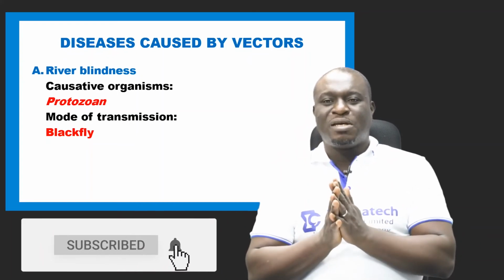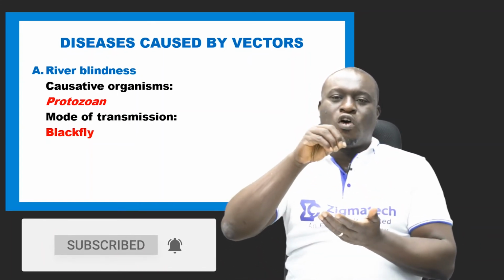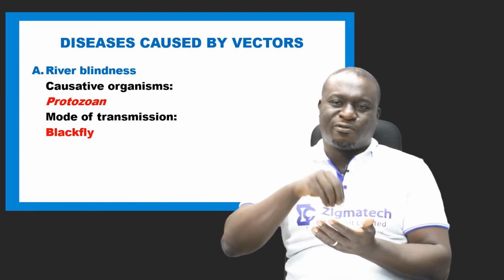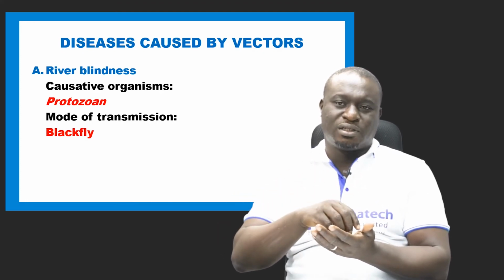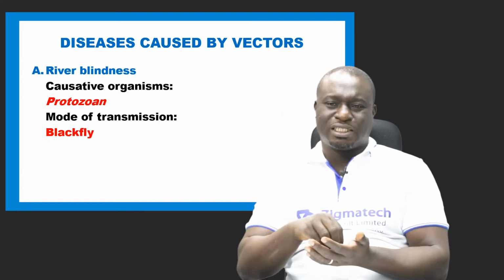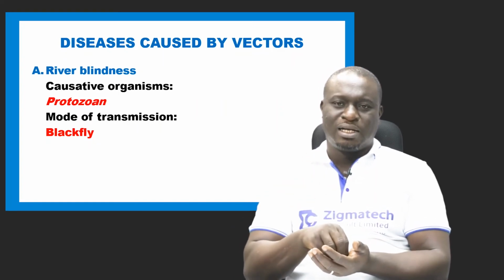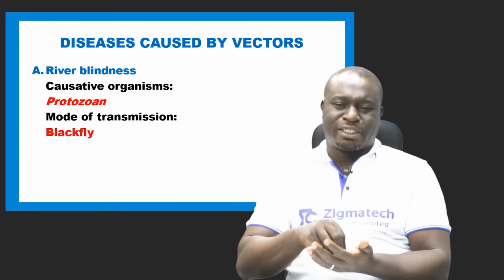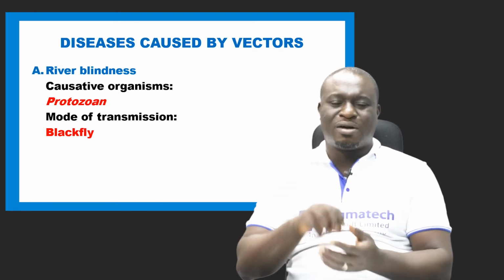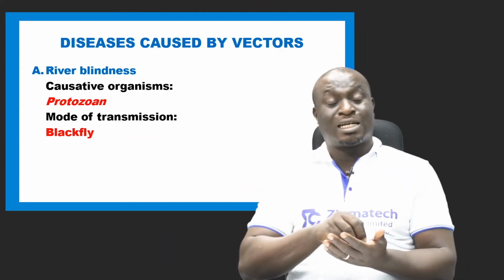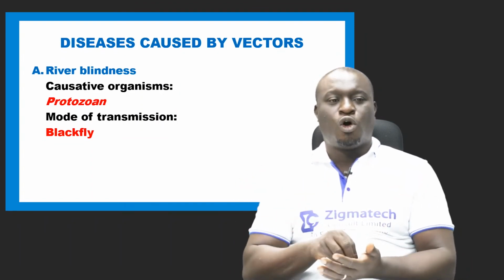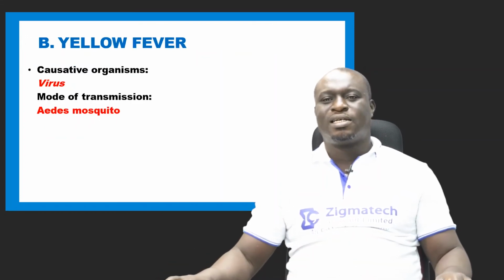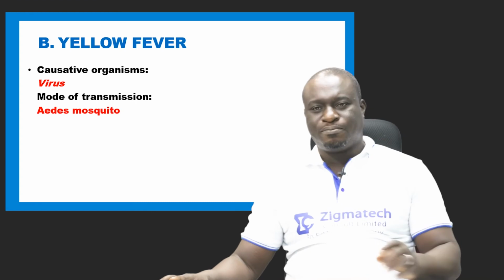No, it simply means that the organism that transmits the disease is found in riverine areas. Okay? Now, the causative organism is called protozoa. It's a protozoa that causes river blindness. But the mode of transmission, the vector that transmits the protozoa, is called black fly. It's the black fly.